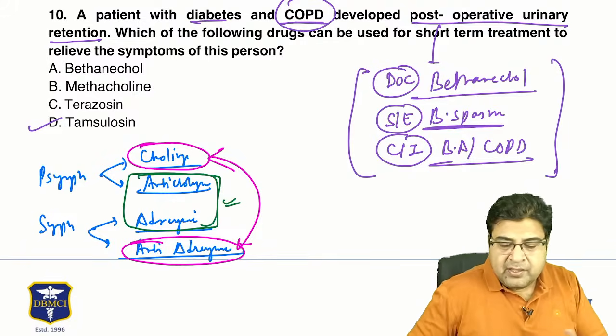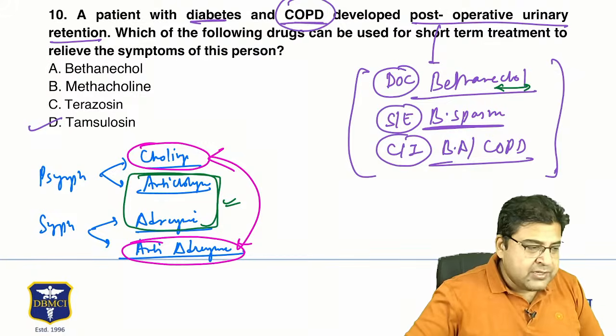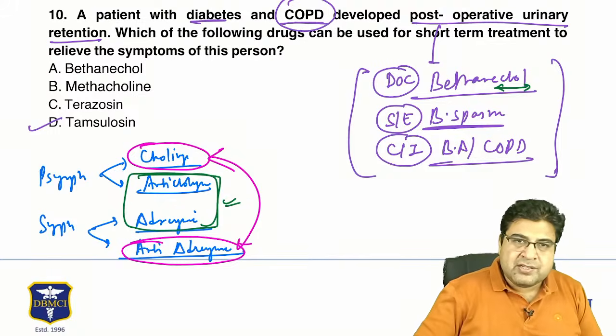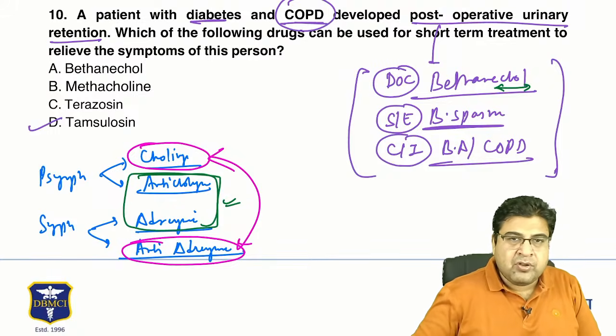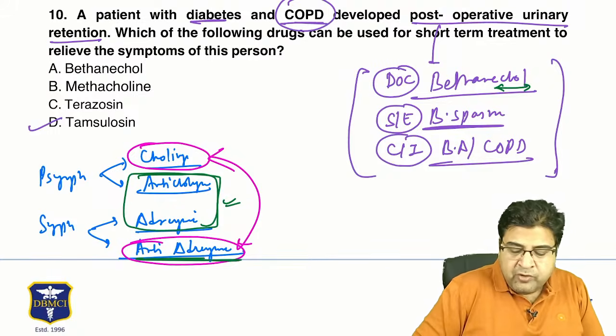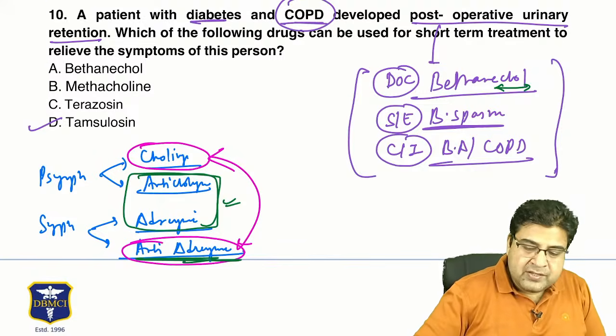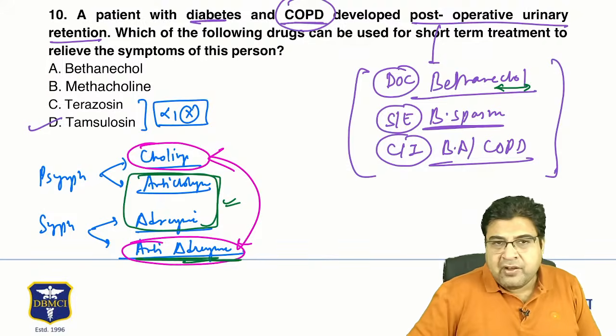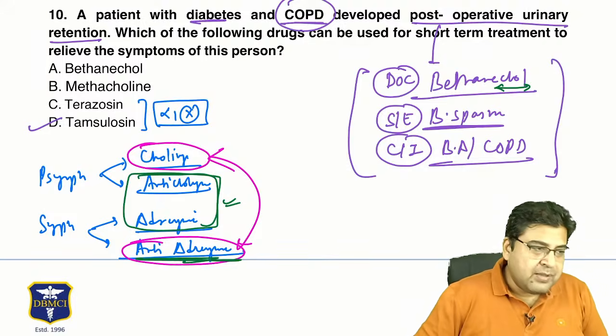So here I am saying bethanechol. Bethanechol ends with the word chol, so it's a cholinergic drug. Here I cannot give bethanechol because of bronchospasm, so I will move on to anti-adrenergic. Now, which drug is anti-adrenergic? There are two medicines given here as anti-adrenergic: alpha 1 blockers, terazosin and tamsulosin.